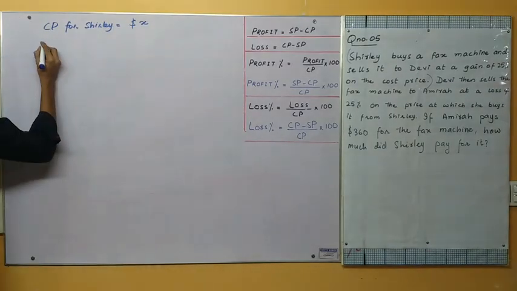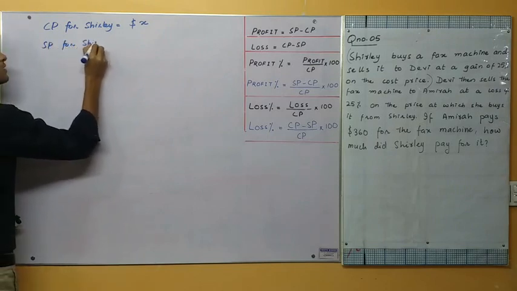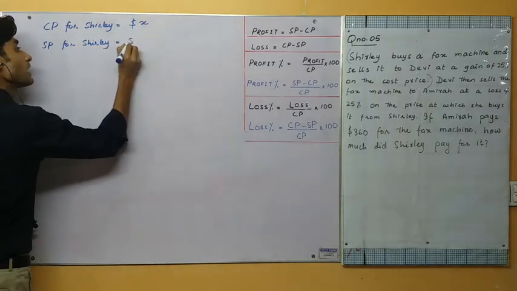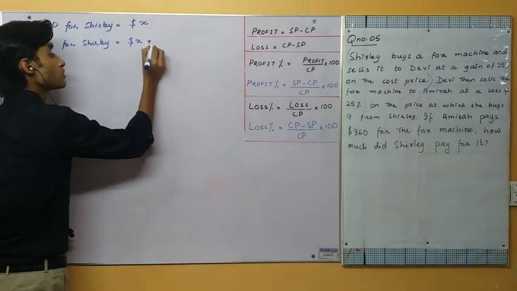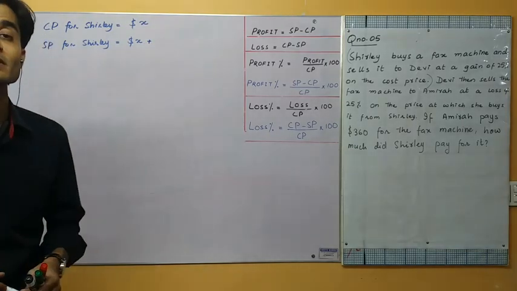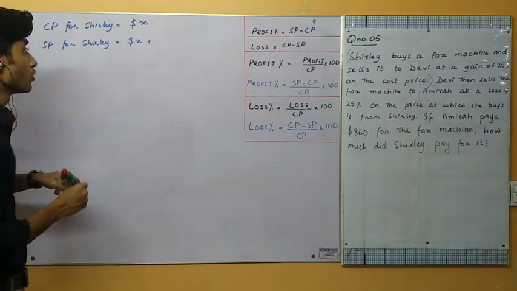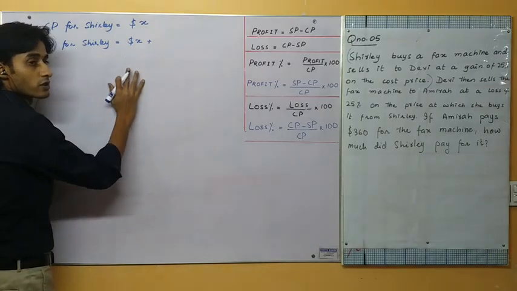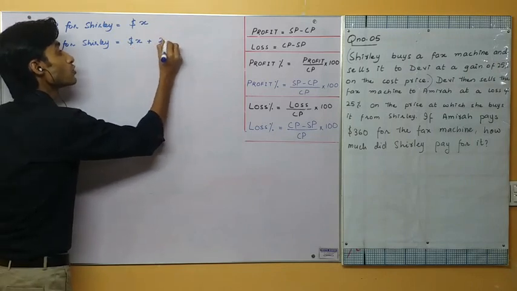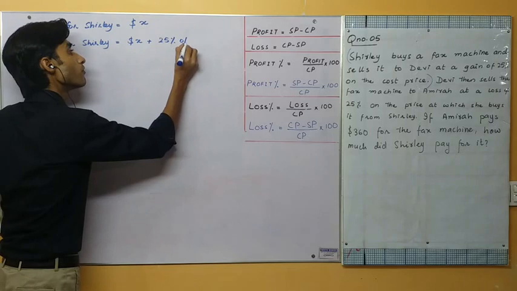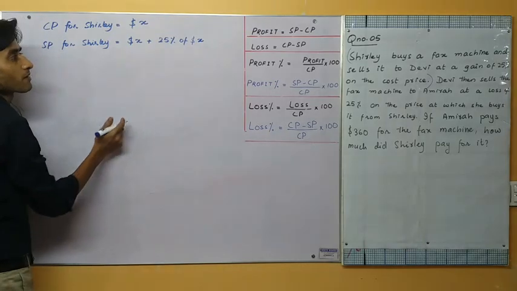So I have to find the selling price for Shirley. Her selling price is not the same as her cost price. She has sold it at a profit of 25% of her cost price, and her cost price is x. So she is not just charging x dollars for the fax machine. She is charging x dollars along with 25% of x dollars. This becomes her selling price.